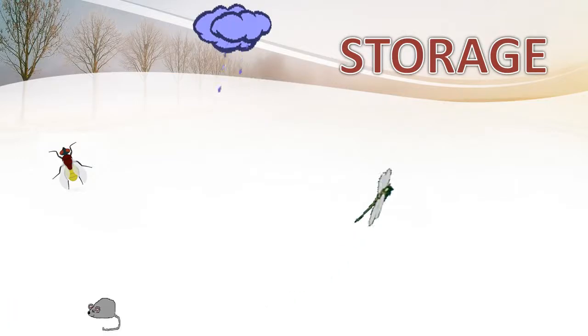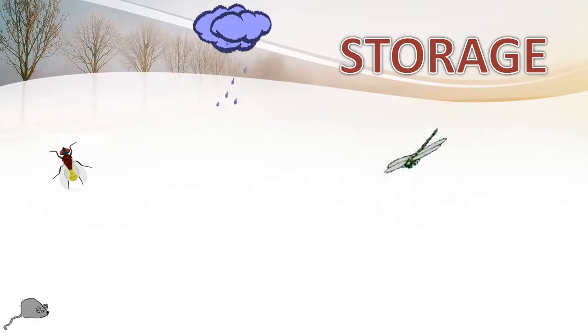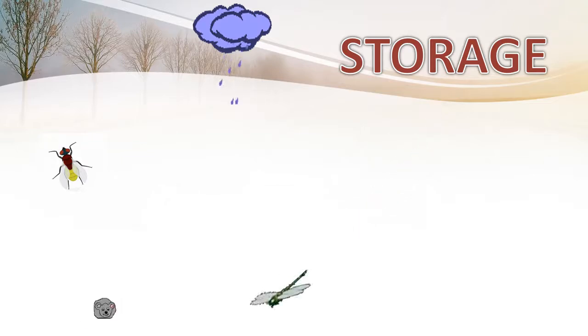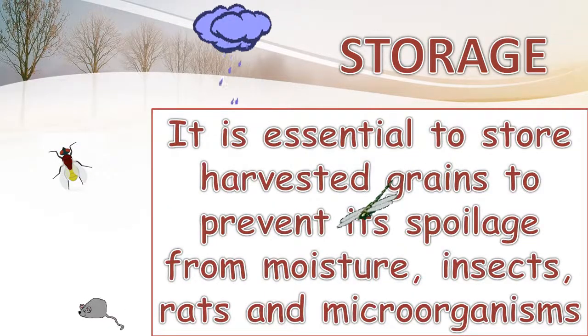Last year, our government lost several tons of wheat due to improper storage. Crop wastage is a real problem that India faces. To safeguard against this, farmers must protect their crops and employ techniques for storage of crops. It is essential to store harvested grains to prevent their spoilage from moisture, insects, rats and microorganisms.